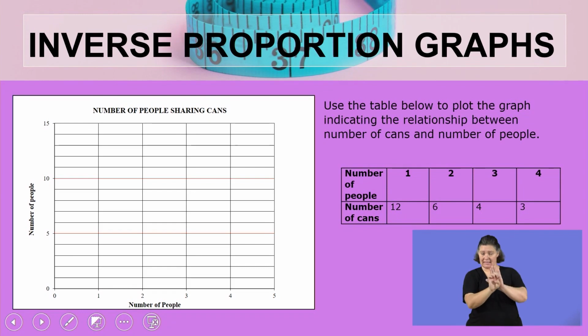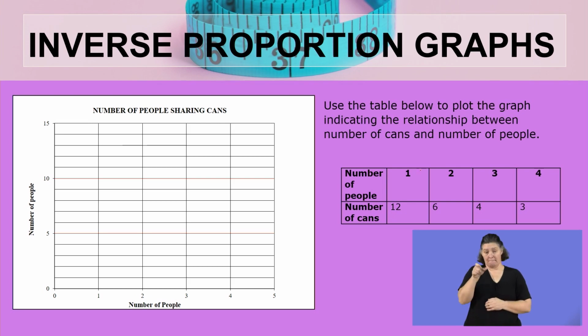Okay, so now let us take a look at the first example. Use the table below to plot the graph indicating the relationship between number of cans and number of people. So now we say if one person can take 12 cans, if he is joined by 2 people, they will share the 12 cans and they will become 6. Each one of them will get 6 cans. And then if they are 3, each one of them will get 4. And then if they are 4, each one of them will get 3. So let us go to the plotting.